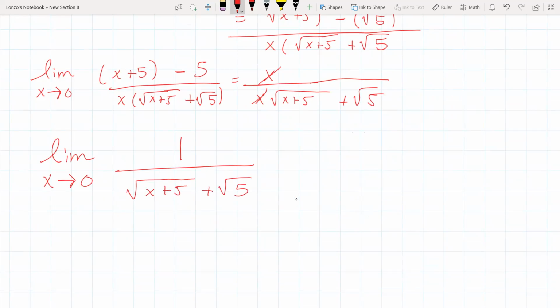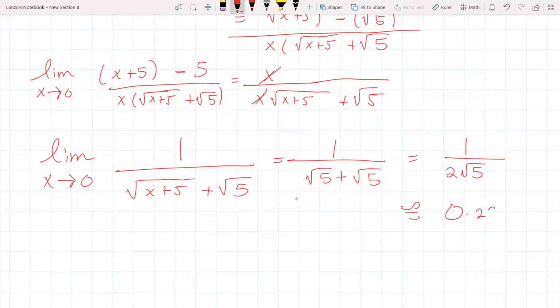And then just plug in 0 for x. So this would be 1 over radical 5 plus radical 5, right? This simplifies to 1 over 2 radical 5. If you put that in the calculator, you would get a decimal, which is about 0.22360. So either answer works, this one or the decimal. Okay, so that wraps it up for this section.